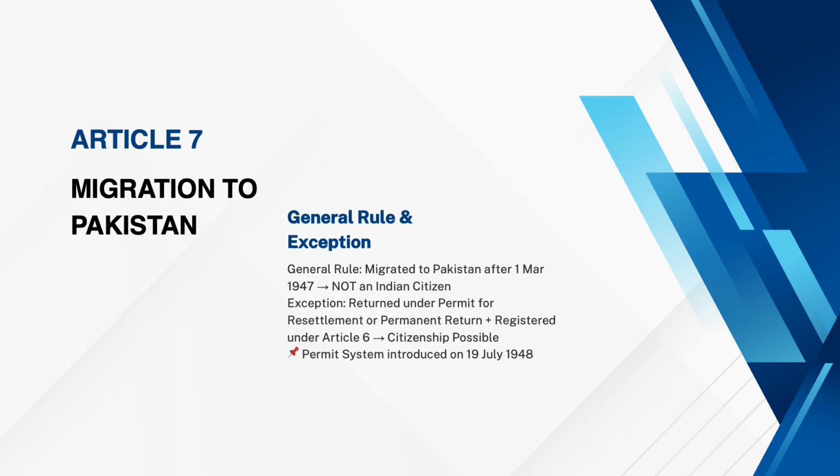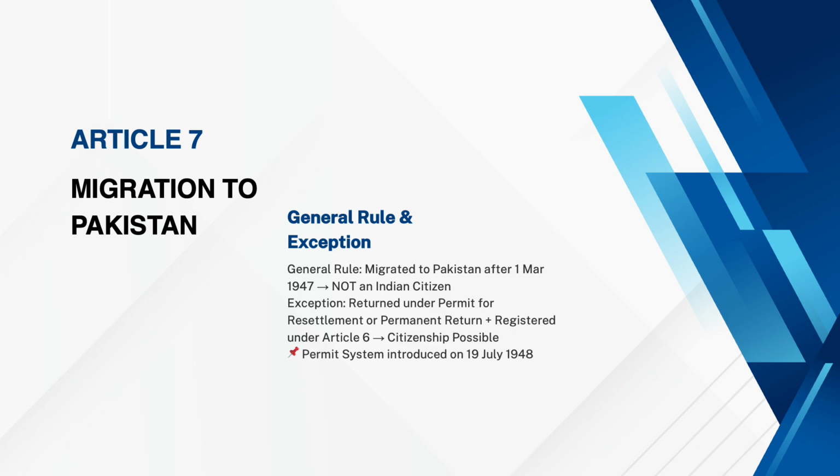Now we move on to Article 7, migration to Pakistan, which means Indians who migrated to Pakistan. Article 7 is just a declaration. You lose your citizenship, you are no longer a citizen of India. That's the rule. General rule. Migrated to Pakistan after 1st March 1947, not an Indian citizen. So it's an open declaration that anyone who left India for Pakistan will not be considered an Indian citizen.